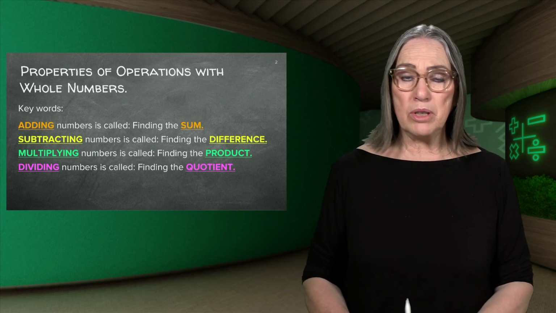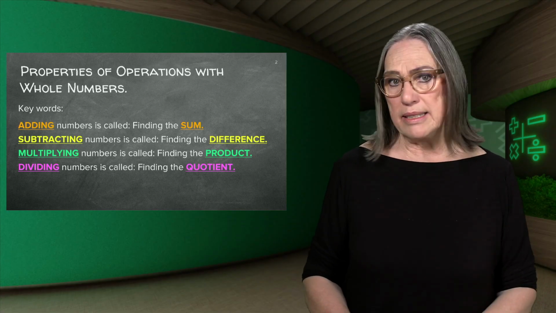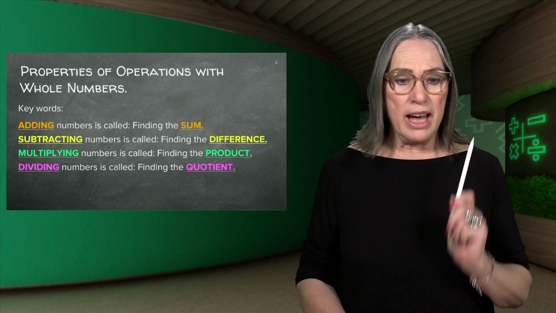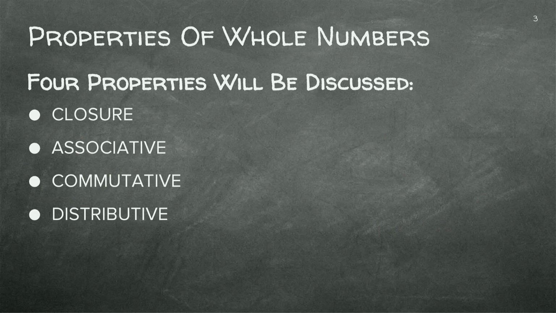And it is important because this whole slide is going to be about addition and subtraction, multiplication. So just remember, if you add numbers, it's called find the sum. If you subtract, it's called find the difference. Multiply, it's find the product. And divide, it's find the quotient.